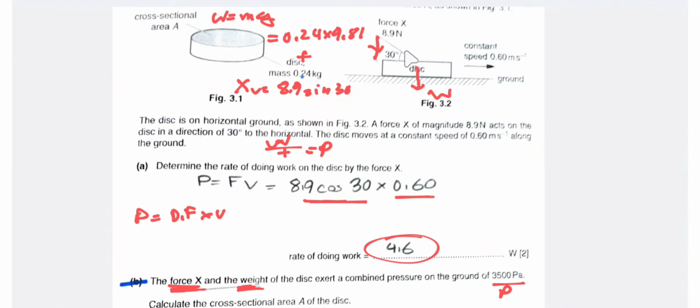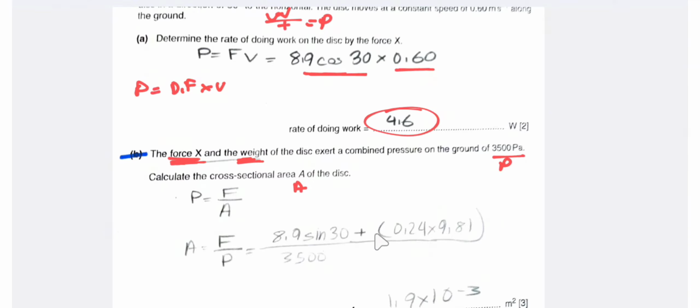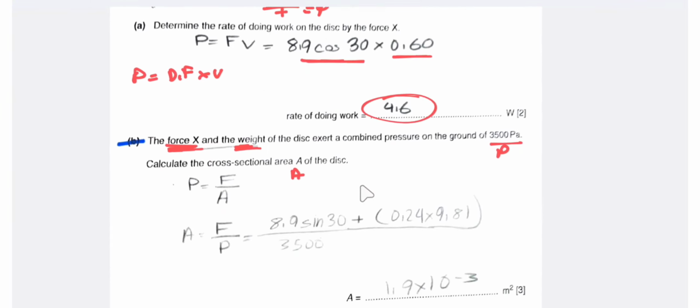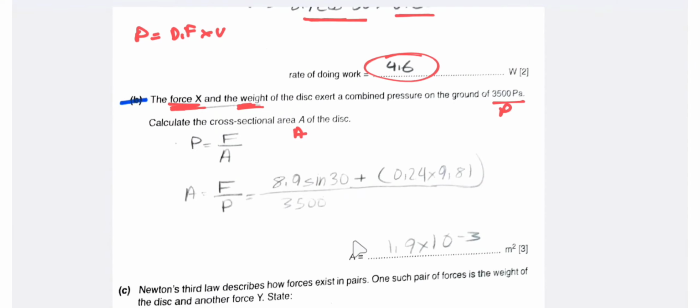So 8.9 sine 30 plus the weight. Both the forces are acting downward. So 8.9 sine 30 plus the weight, that is 0.24 into 9.81. This is our combined force and we need to find the area. Pressure is equal to force by area, so area is equal to force by pressure. This is the total force and the pressure is 3500 Pascal. So the area is 1.9 into 10 to the power minus 3 meters squared.